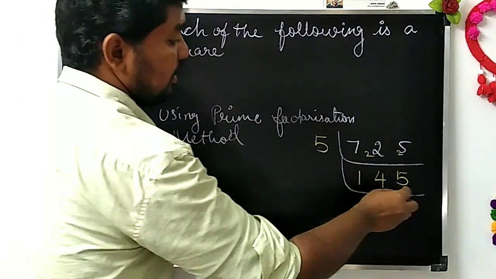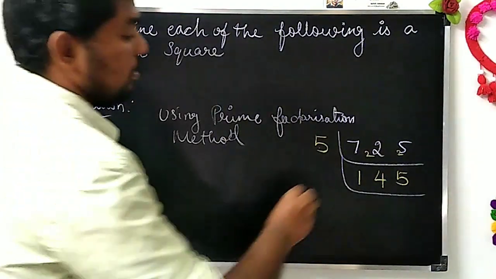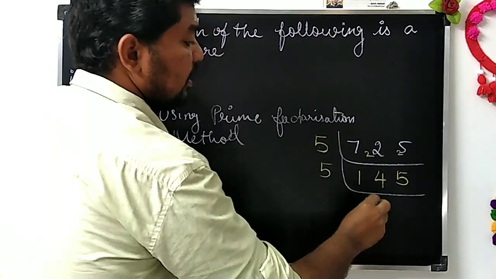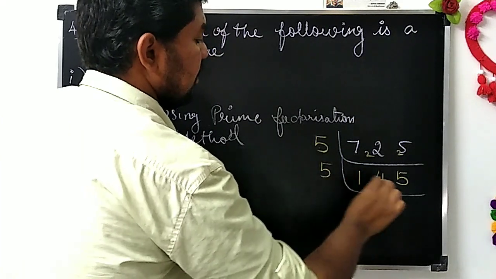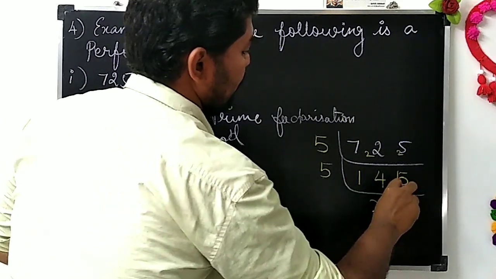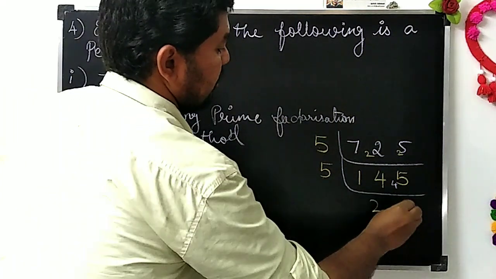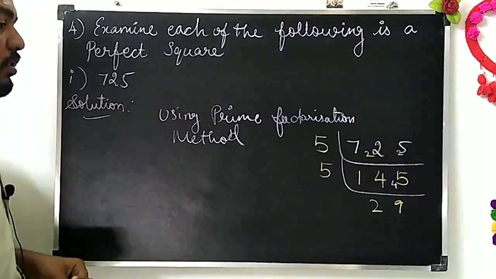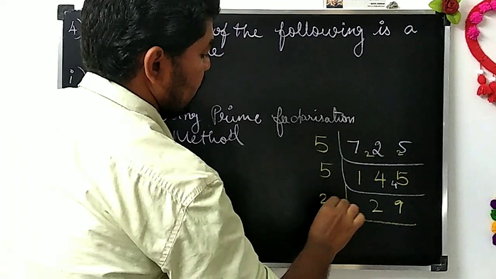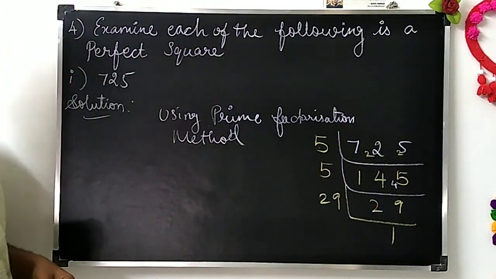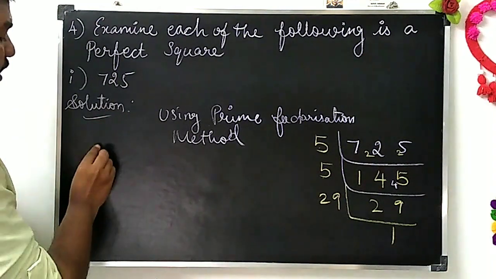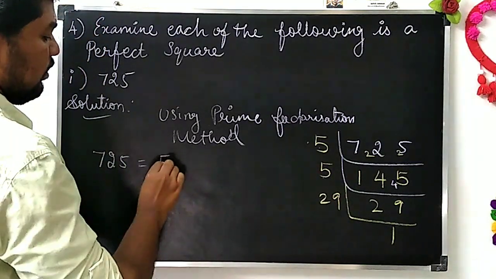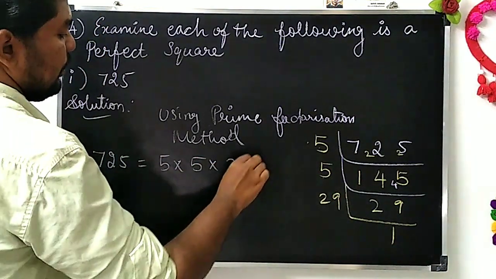It is also divisible by 5 because the ones place value contains 5. Take the two digits 14. 2 fives are 10, 3 fives are 15, so you take 2. 2 fives are 10 and the remainder is 4, 45, 9 fives are 45. The next number is 29. 29 is a prime number, so there are no other factors. 1 twenty-nine is 29. Next you write the prime factors of 725: 5 into 5 into 29.